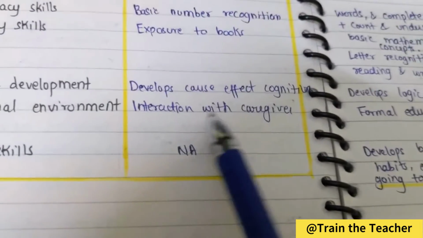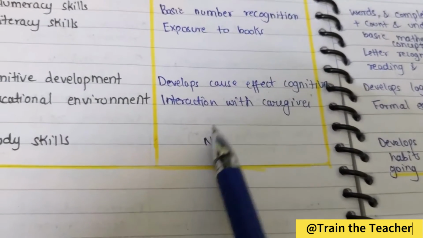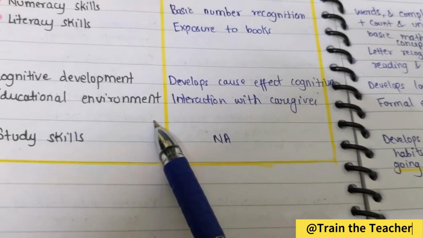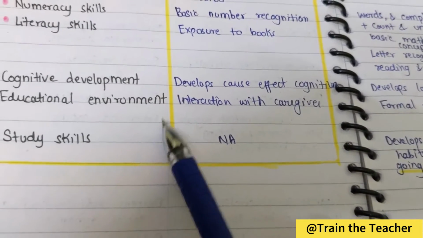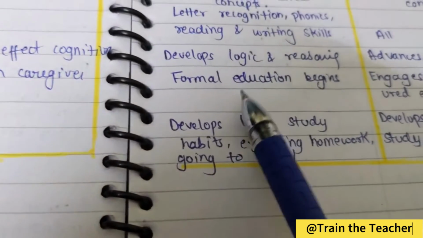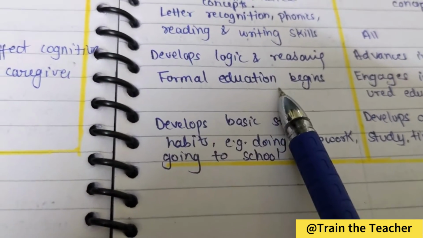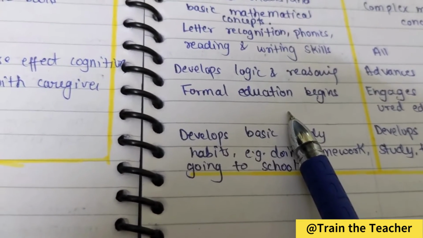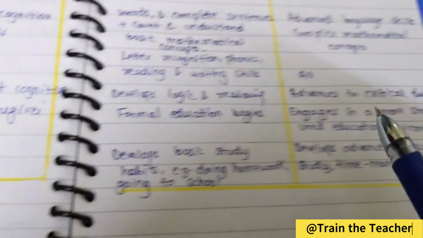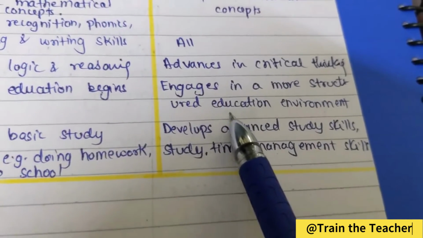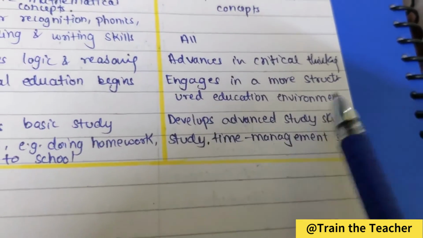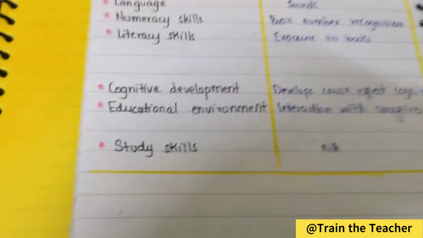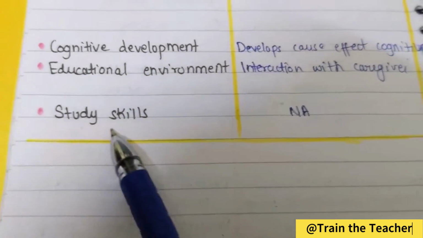Educational environment: interaction with the caregiver, and they learn everything from the caregiver, from politeness to rudeness to the basic manners. During childhood, formal education begins. So there are friends, family, locality who are responsible for the educational environment. And in adolescence, they engage in a more structured educational environment, and hence everything else is also responsible for that environment. Study skills, not applicable.